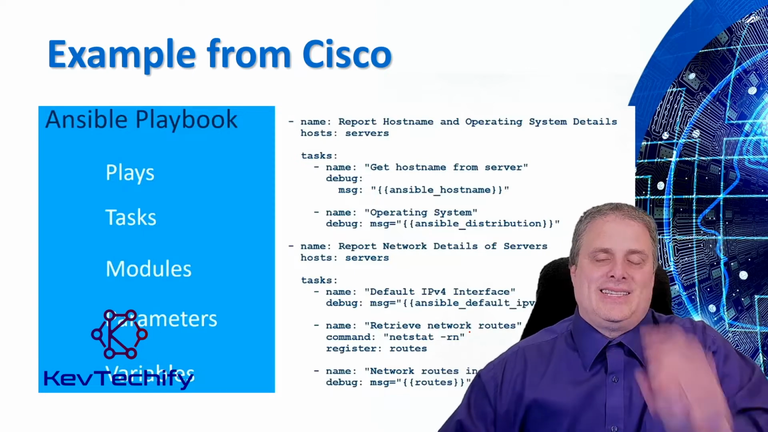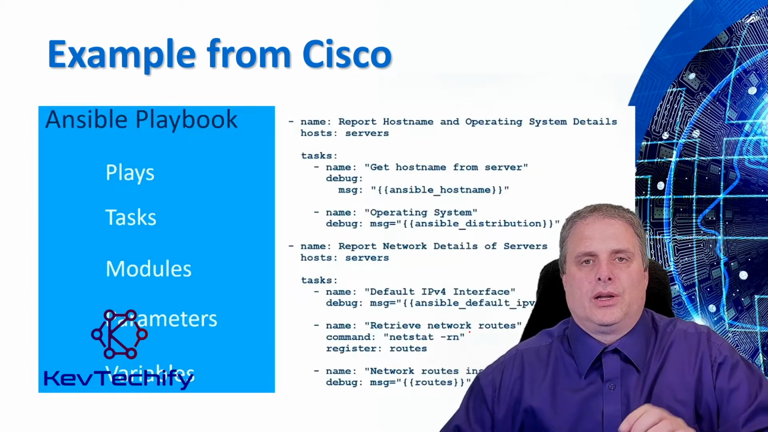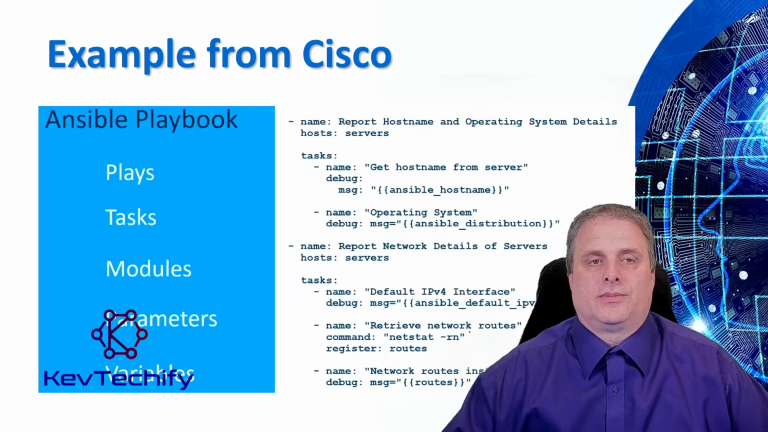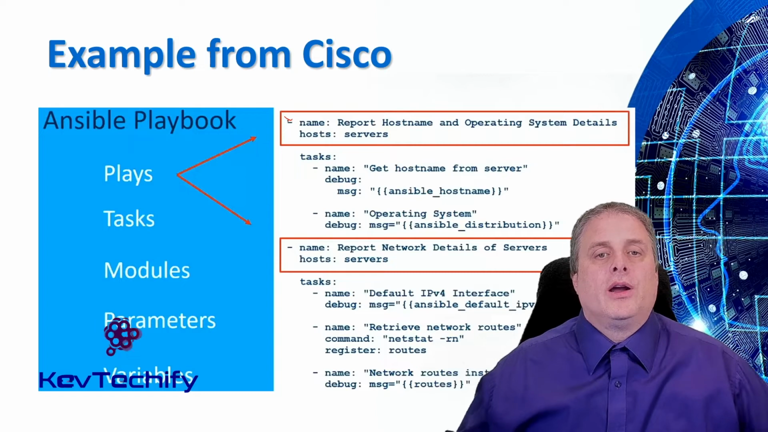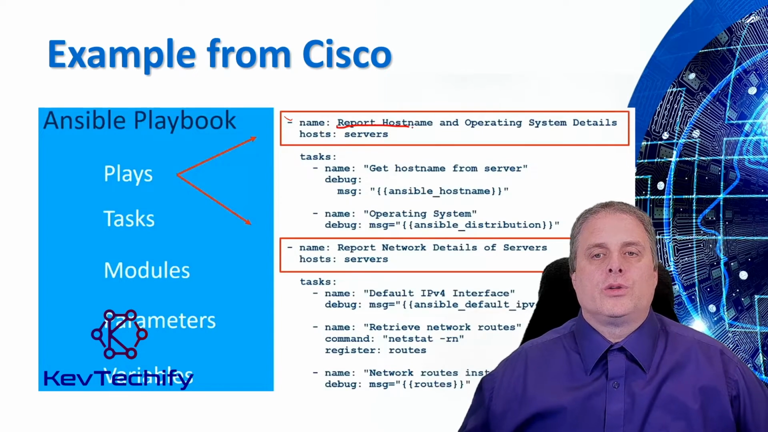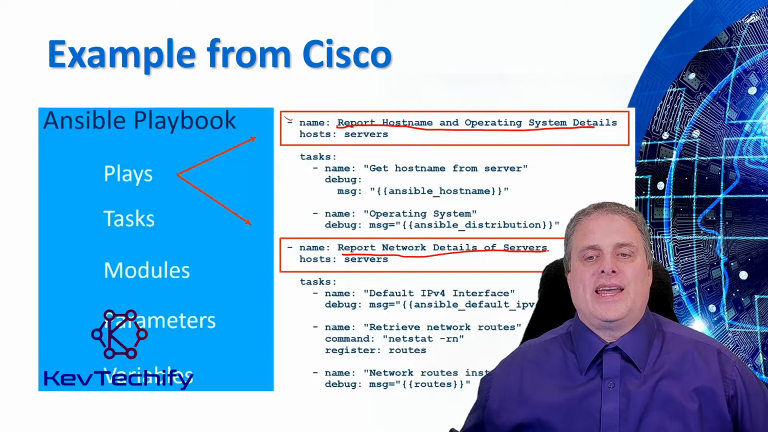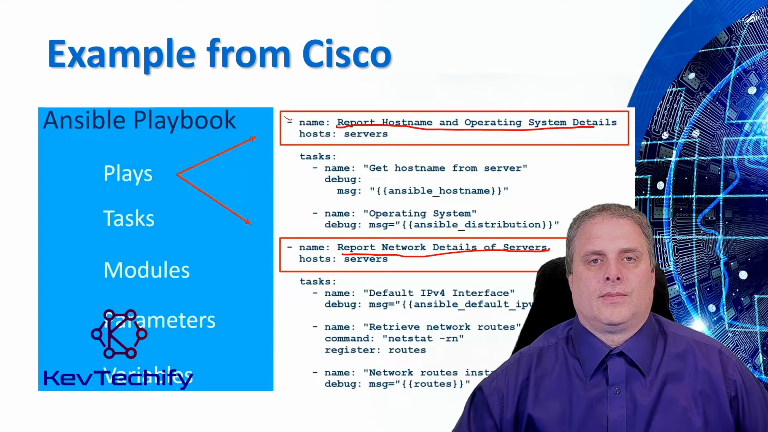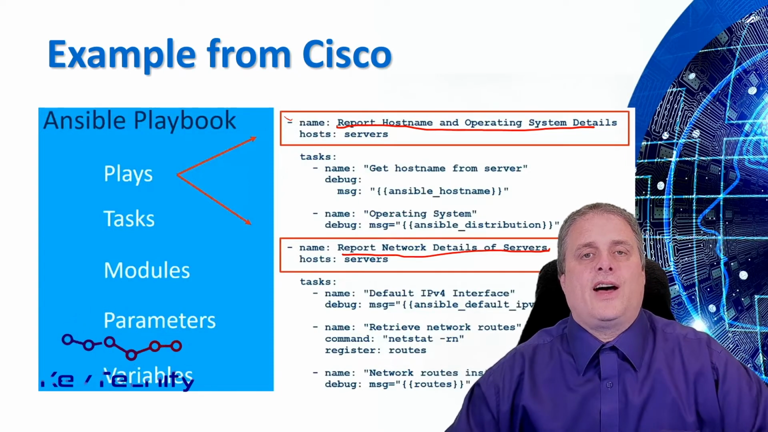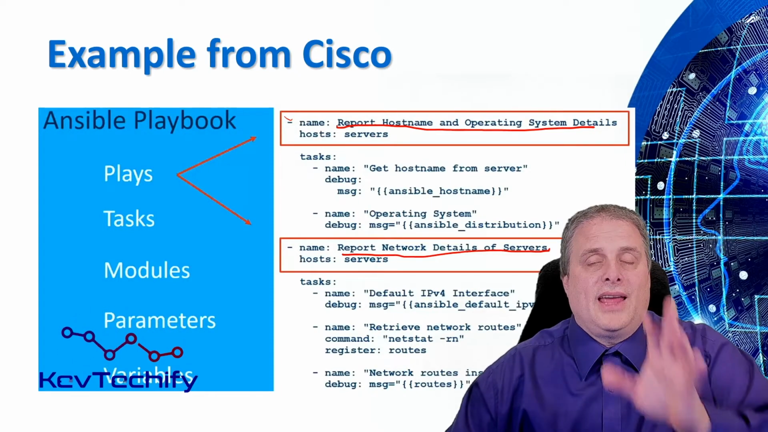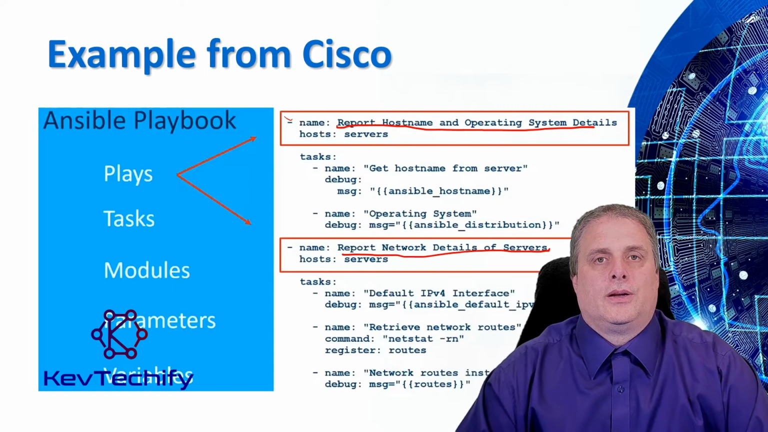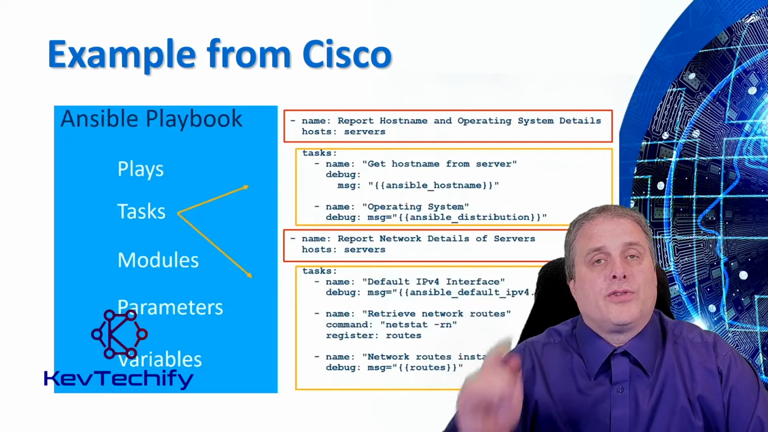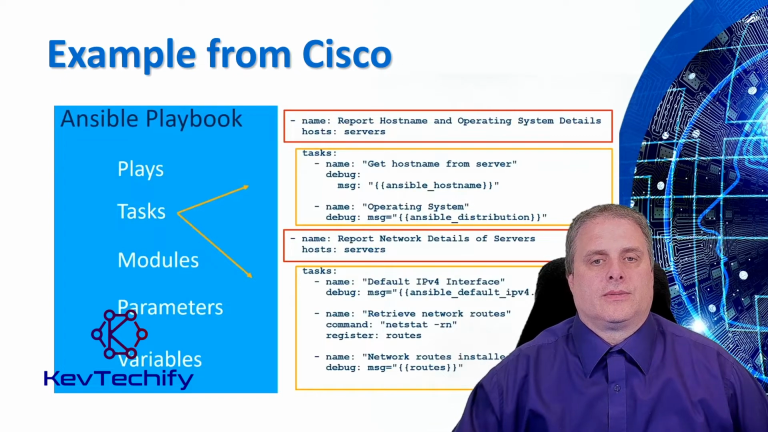This is an example of an Ansible playbook that is taken from Cisco. In Ansible, we have plays. We have two plays right here. The first play is going to report the host name and operating system. The second play is going to report network details of our servers. The hosts are set up in the host file, and those define the IP addresses or domain names of the actual devices.